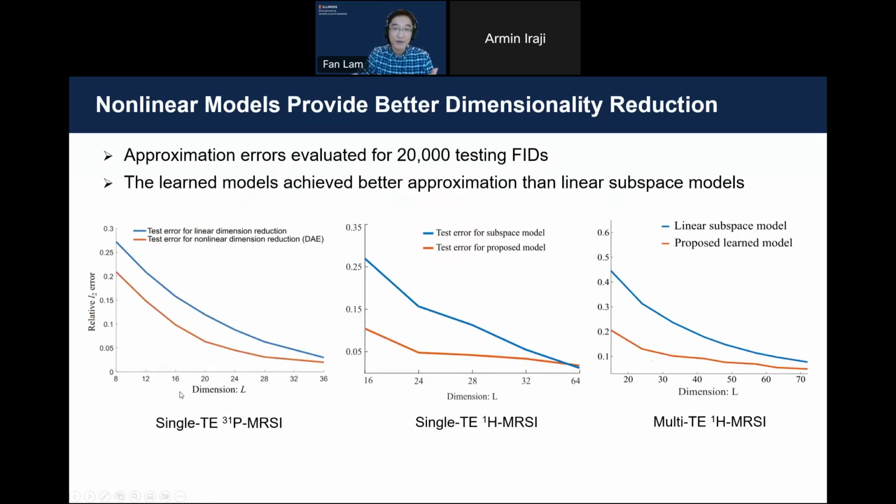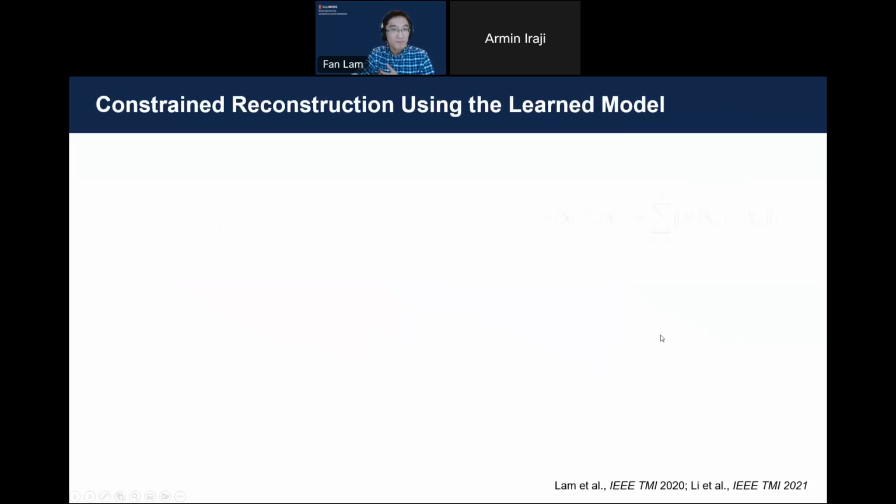In this test, we tested different cases from single TE phosphorus MRSI, single TE proton, and even multi-TE proton MRSI. So the learned nonlinear model consistently outperforms the linear subspace model across different model orders. But of course, if you get to very high model order, the subspace seems to also have some edge, but you normally would not go this high. But I assume there's some training issue when your linear model gets very high.